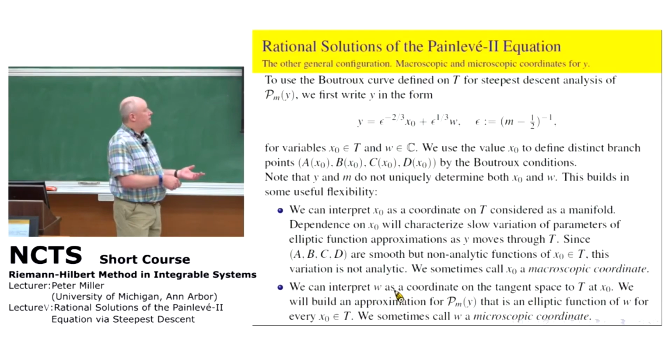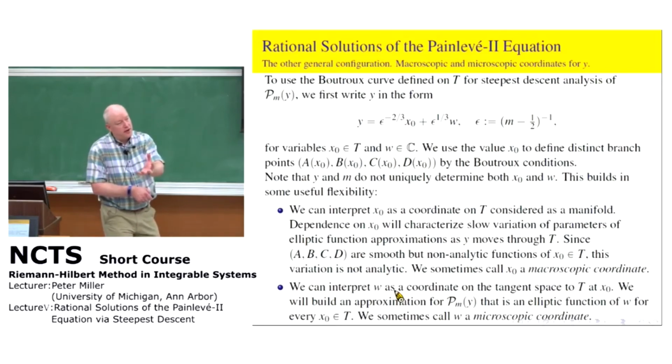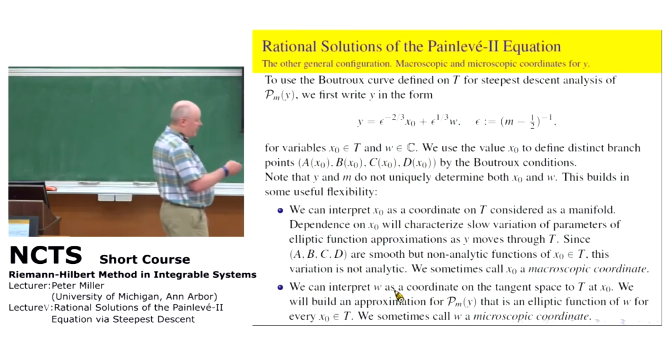So we'll think of w as a kind of microscopic coordinate that gives us the fluctuation in all the poles as a sort of uniform lattice that's nailed to the point x naught in the triangle. And if you change to a different x naught in the triangle, you have a different uniform lattice of poles. Okay, so that's the idea.